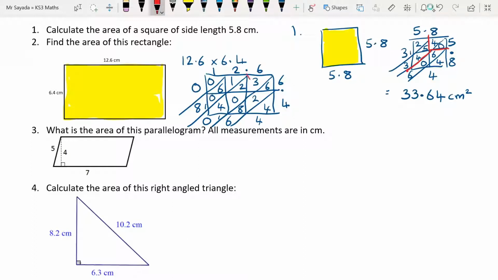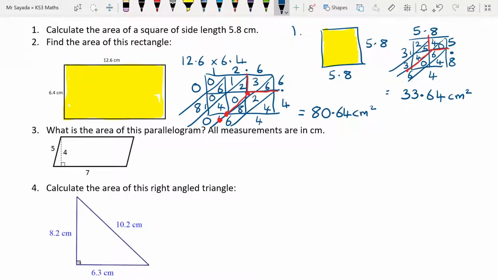We then need to see where the decimal point goes. So we go down from there and left from there. Then we go along the diagonal. That's where the decimal point goes. So the answer to question 2 is 80.64. And then what are the units of area? Say your answer to the video. You should have said centimeters squared.